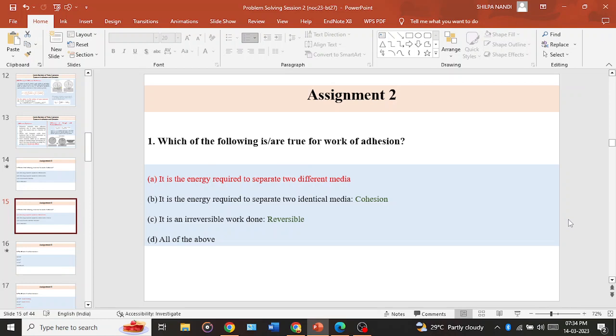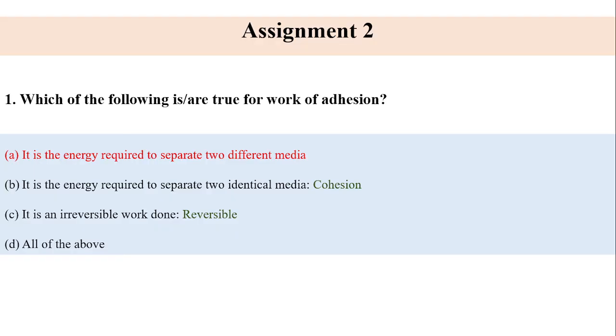So, I guess this question is quite clear to you. Work of adhesion is the energy required to separate two different media, whereas energy required to separate two identical media is termed as cohesion. And in case of work of adhesion, it is a reversible work done and not an irreversible work done. So, fine, we'll move on to the next question.